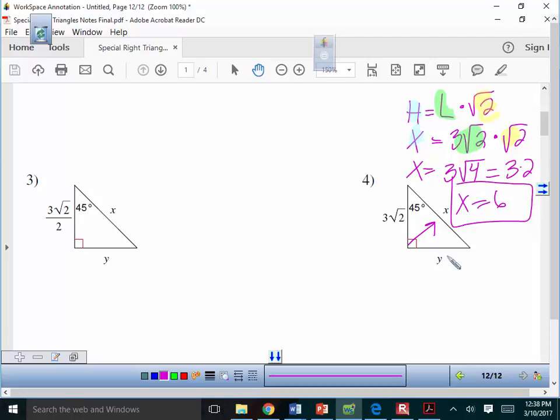Now, if x is 6, what is y, Alexia? Which side is y equal to? These two are equal. So that means y is equal to 3 square roots of 2.